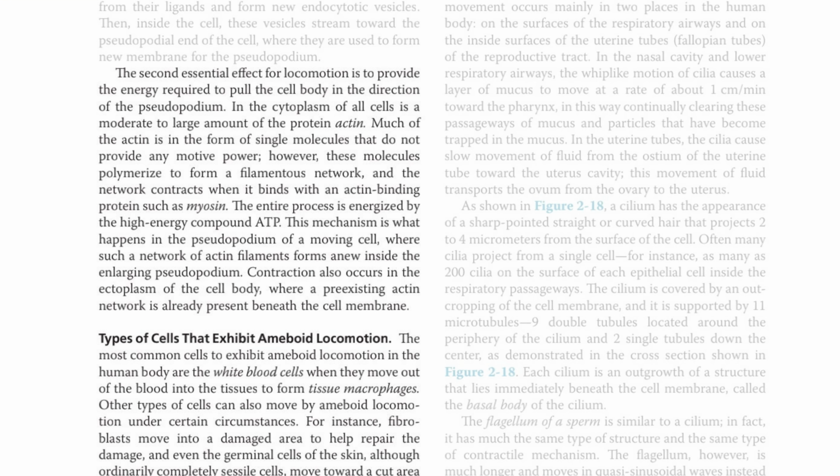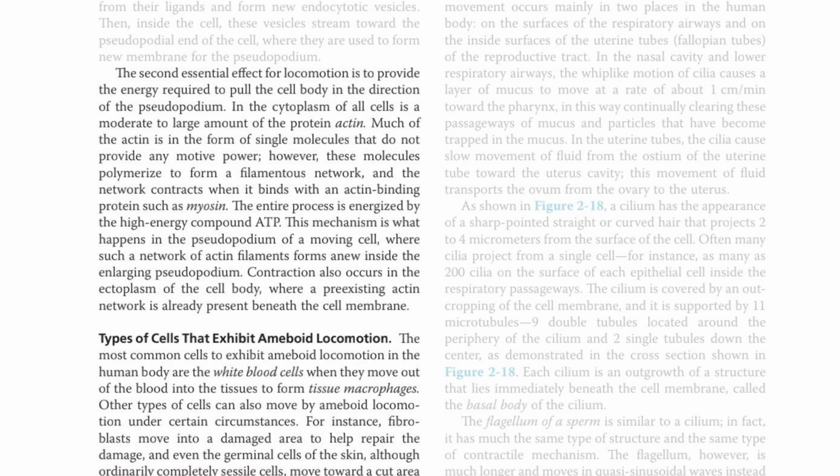The second essential effect for locomotion is to provide the energy required to pull the cell body in the direction of the pseudopodium. In the cytoplasm of all cells is a moderate to large amount of the protein actin. Much of the actin is in the form of single molecules that do not provide any motive power. However, these molecules polymerize to form a filamentous network, and the network contracts when it binds with an actin-binding protein such as myosin. The entire process is energized by the high-energy compound ADP. This mechanism is what happens in the pseudopodium of a moving cell, where such a network of actin filaments forms anew inside the enlarging pseudopodium.